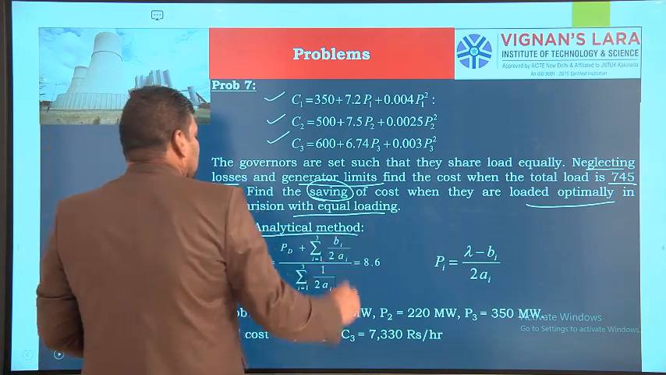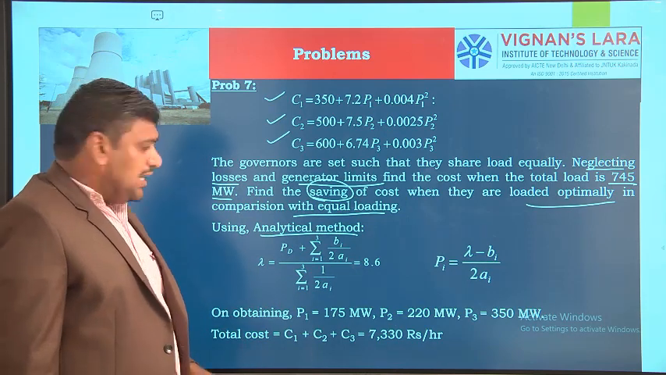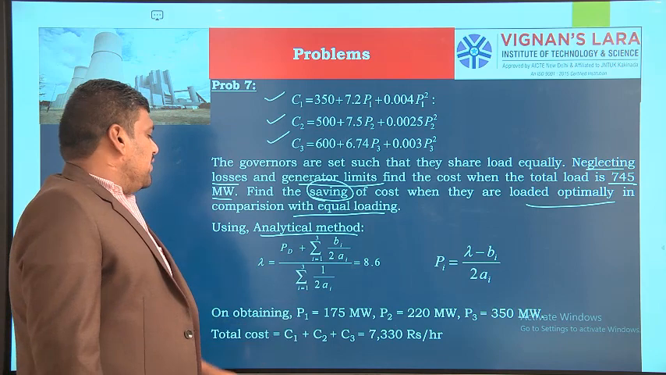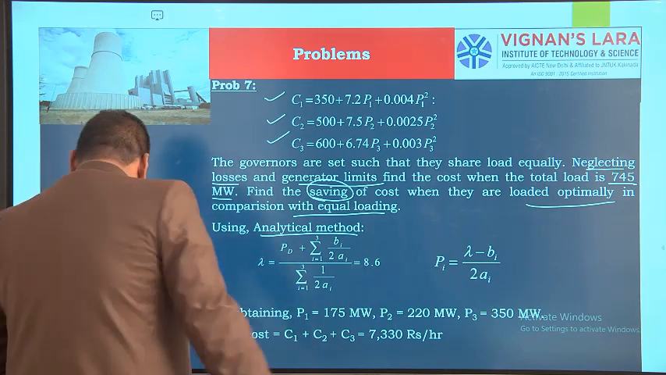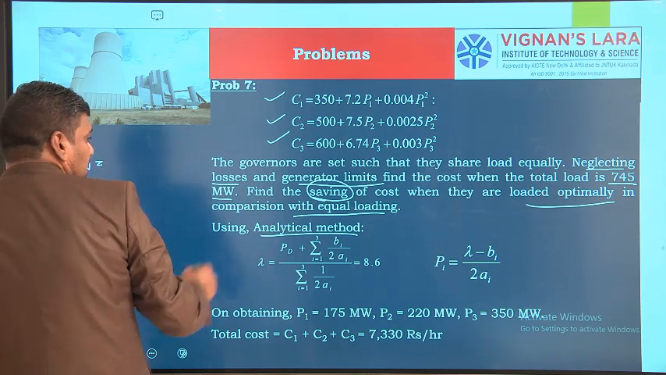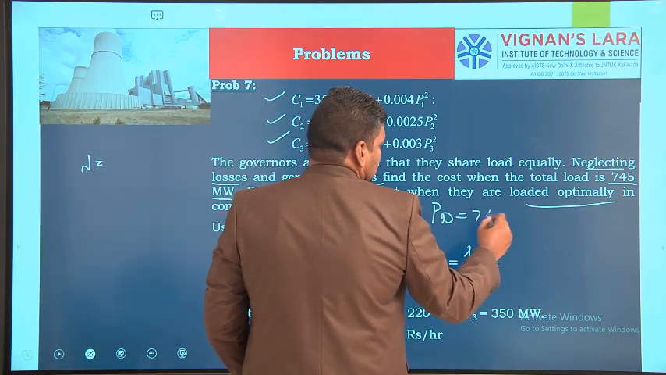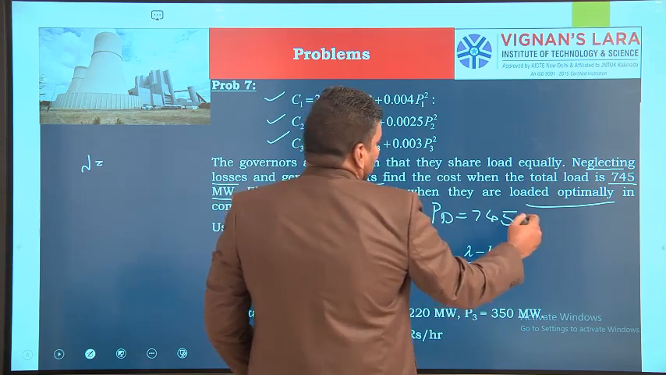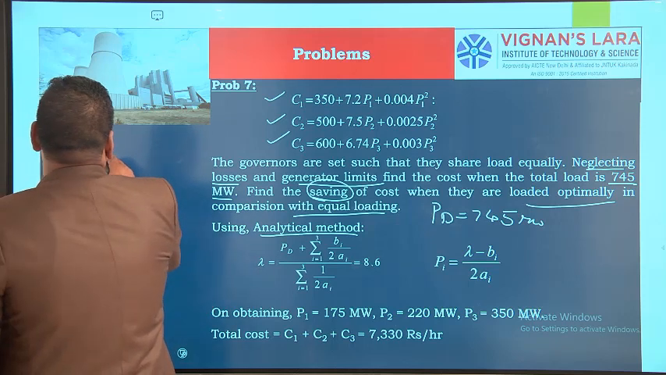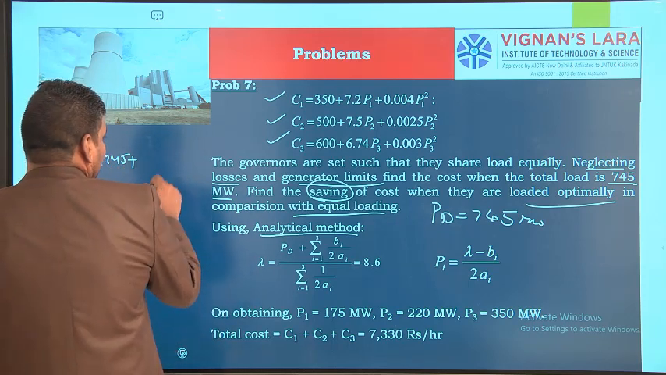We are using the analytical method where you find lambda. Lambda is equal to PD plus sigma BI by 2AI, divided by sigma 1 by 2AI. You can substitute here. What is PD? In the given data, PD is 745 megawatts. So lambda is 745 plus B1 by 2A1.